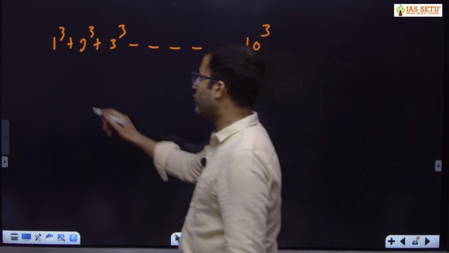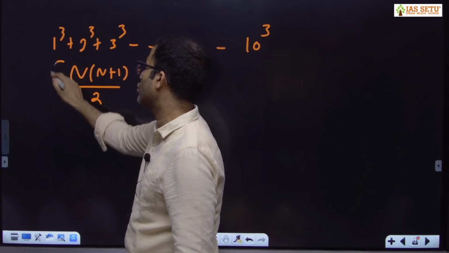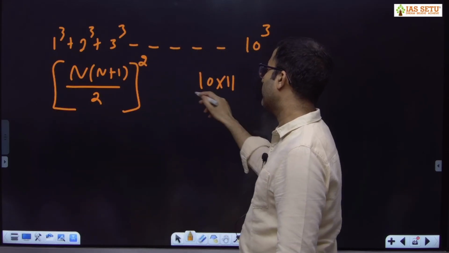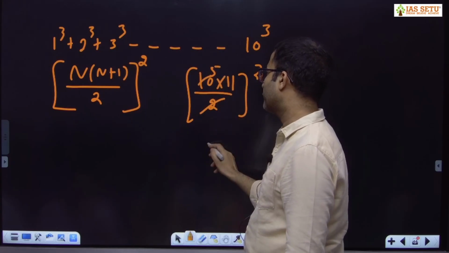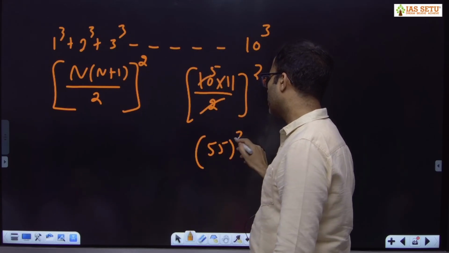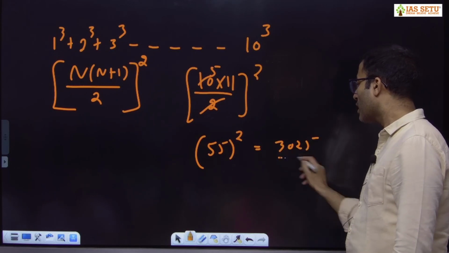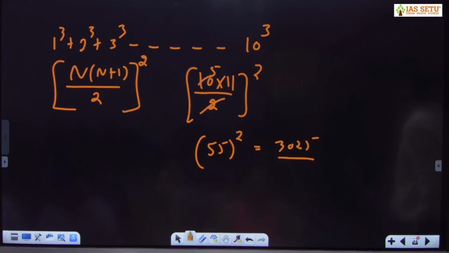So now here our formula is n into n plus 1 divided by 2, whole square. So it is 10 into 11 divided by 2, whole square. So it is 55 square. So you write, 55 square is 3025. I'll tell you the short trick to find squares in any of the classes. Okay, maybe this week only. Now next. Is it okay?